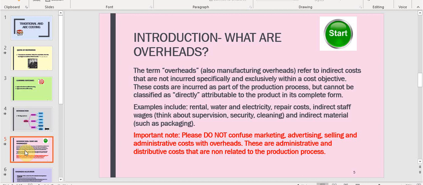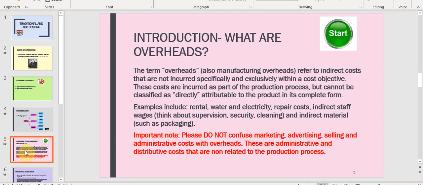A quick overview, just to remind you again, what are overheads? The term overheads, or also manufacturing overheads, refer to all the indirect costs that are incurred specifically and exclusively within your cost objective. So a cost objective, for example, would be to produce tables, to produce calculators. That is a cost objective. These costs are incurred as part of the production process, but they are not classified as directly attributable to the product that is as it is in its complete form.